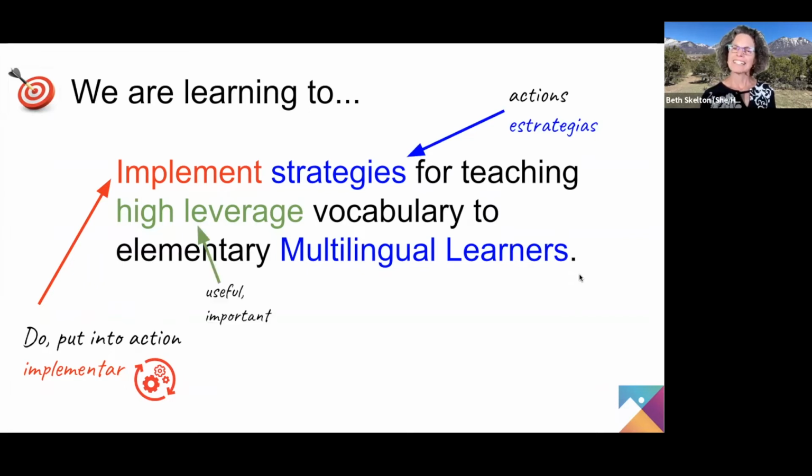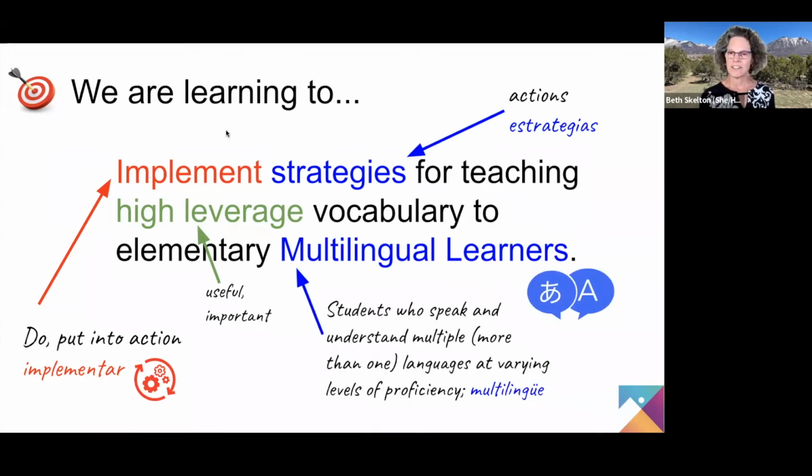When I use the word high leverage, I'm talking about those really important or useful words. So not every word in the text, right? And who are our multilingual learners? Well, these are any students that speak and understand more than one language at varying levels of proficiency. So a lot of people say, oh, I'm not multilingual, but they have some Spanish, some German, some Japanese, some English, some of lots of different languages. That's fine. We can consider them multilingual learners as well.